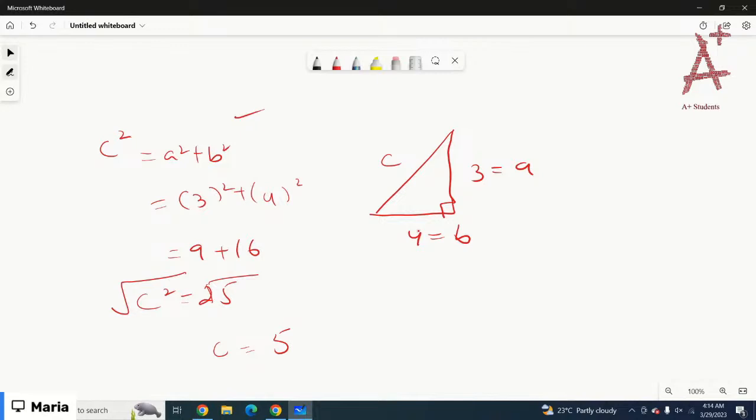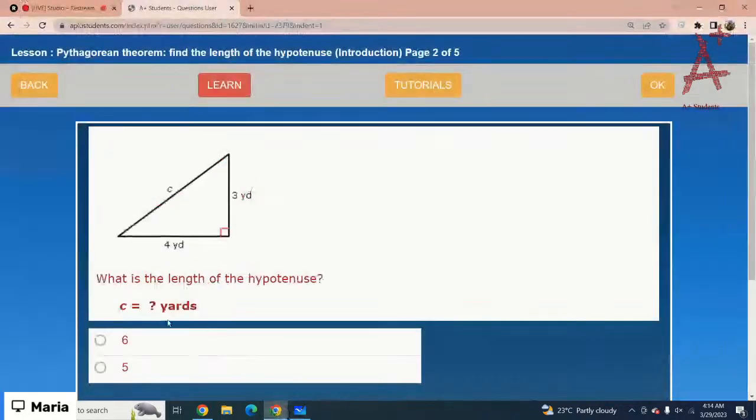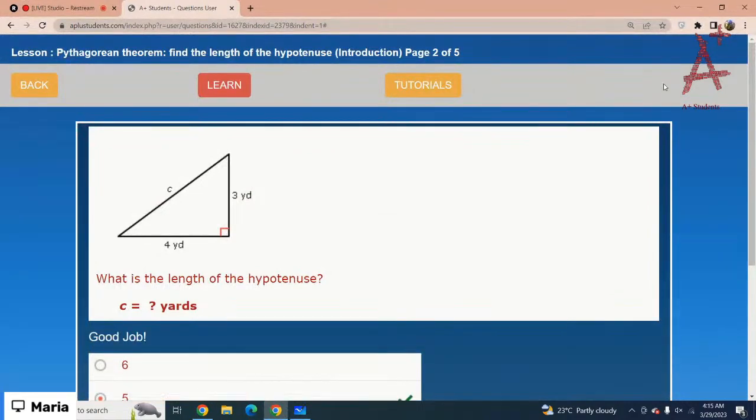Got it? You can see it is the greatest of all the sides. Got it? Okay, so C equals 5. Let's just select the correct option and then move on to the next lesson.